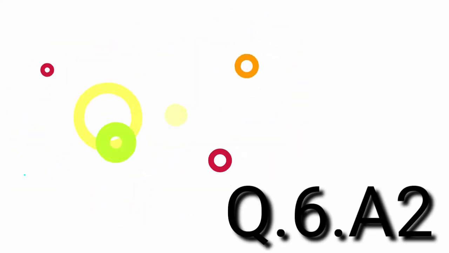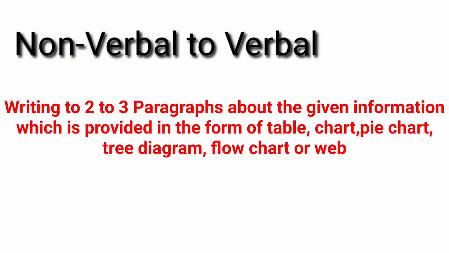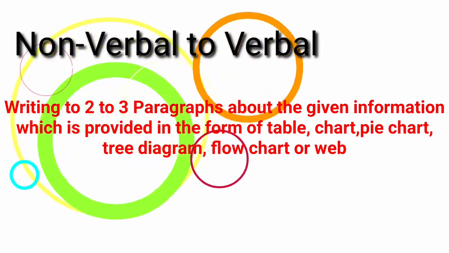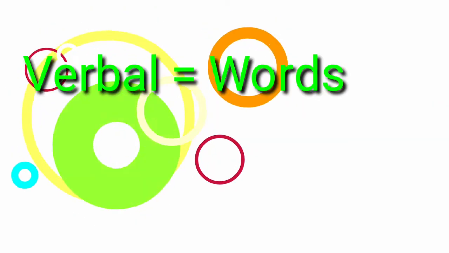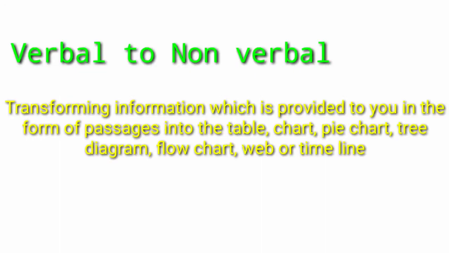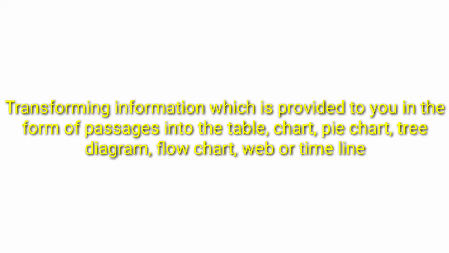A2. Here you have a choice to write one of the both, either non-verbal to verbal, means from tree diagram or any kind of figure to the passages, or verbal to non-verbal, means a paragraph or passage is given there, and from that you have to convert the same information into the pie chart, table, chart, web diagram, flow chart, tree diagram, etc. It's exactly the opposite action of the writing skill, non-verbal to verbal.